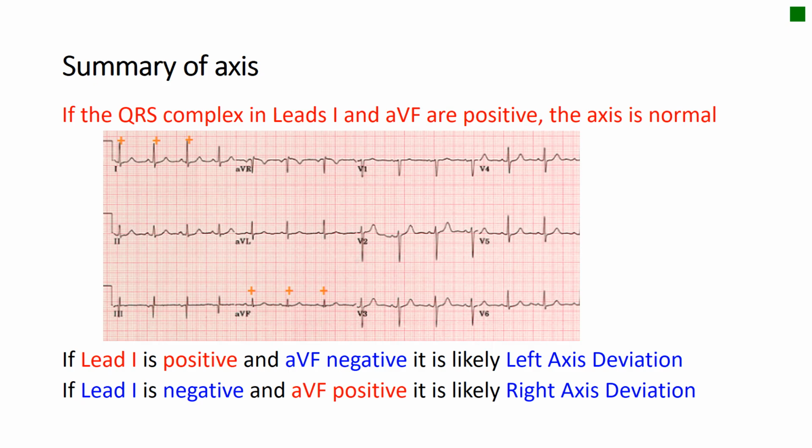So in summary, if the QRS complex in leads 1 and AVF are positive, then the axis is normal. But if lead 1 is positive and the AVF is negative, it's likely that it's left axis deviation. If lead 1 is negative and AVF is positive, it's likely you've got right axis deviation. So that's a quick summary, a quick way of looking for axis. Now, I'm not expecting you to know this, but it's just to give you information and to inform you how the steps of looking at an ECG are.